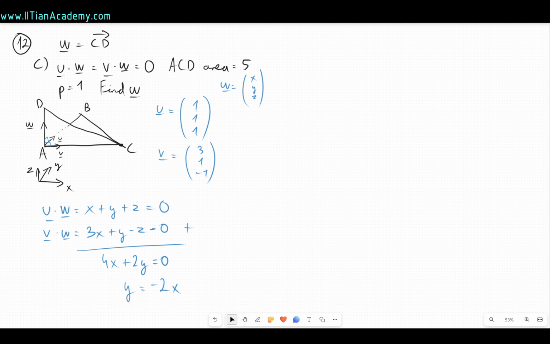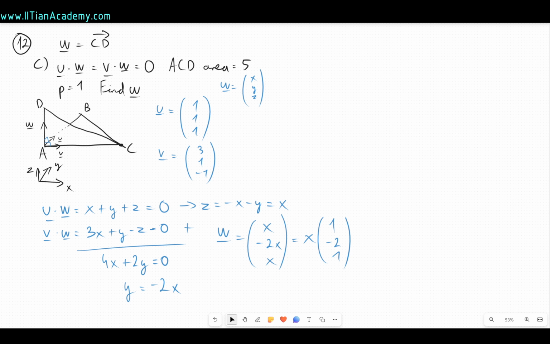And from this equation, z is equal to minus x minus y. We know what y is now, minus 2x. So it will be minus x plus 2x, which is just equal to x. So z is equal to x. So we can write down the coordinates of w in terms of x only now. That is a lot better. The x coordinate is simply x, the y coordinate is minus 2x, the z coordinate is x. We can factor out an x, so this will just be x times 1, minus 2, and 1.